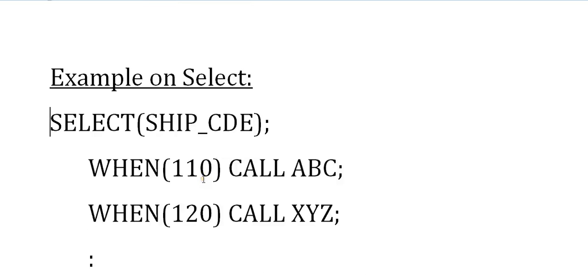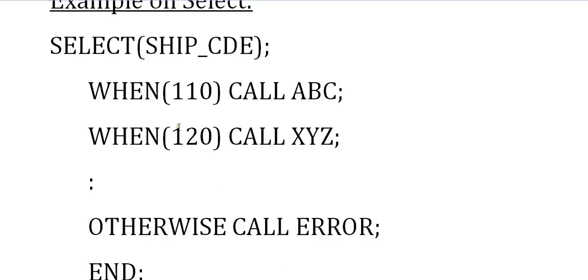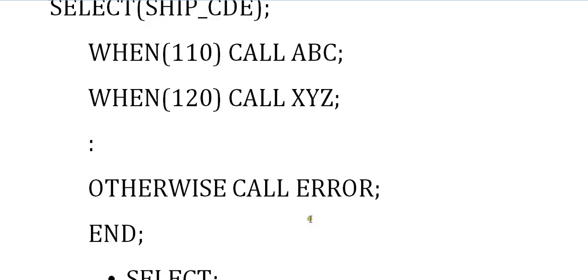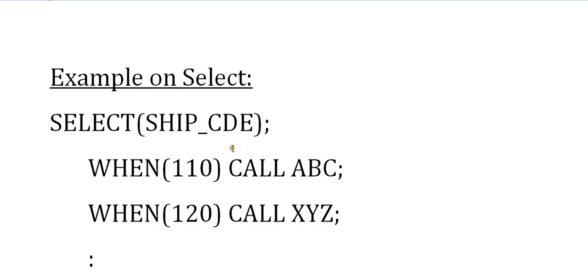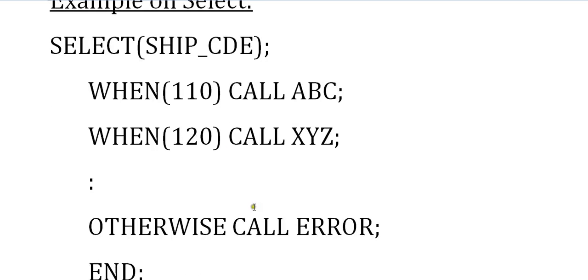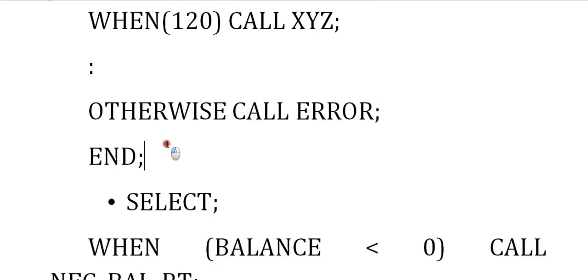Why? Because we expect multiple conditions, and based on them we take a specific action. This is a simple example. Otherwise, you call an error program. The value should satisfy some condition; if it is not satisfied, it means there is an error, or you might have entered a wrong value. And it is always ended with the end statement.